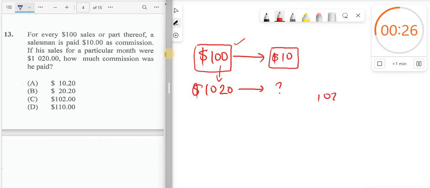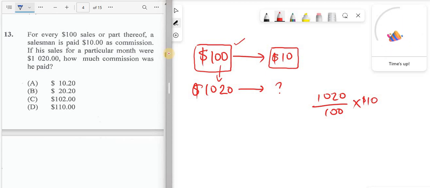So 1,020 divided by 100 to figure out how many $100 he'll be getting, and for every one of them he'll be getting $10, so times $10. For every $100 that goes into 1,020, he's getting $10 for each of them. So we multiply by 10.